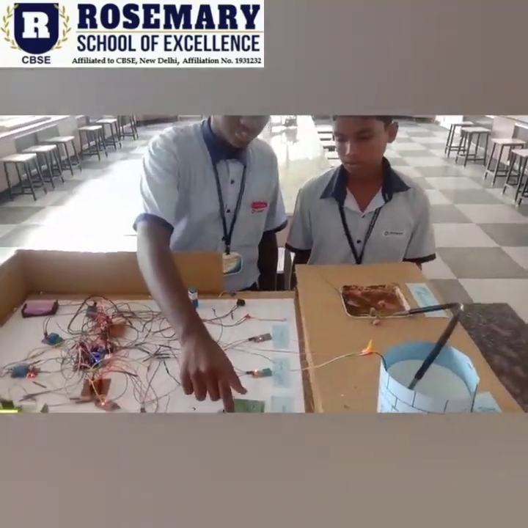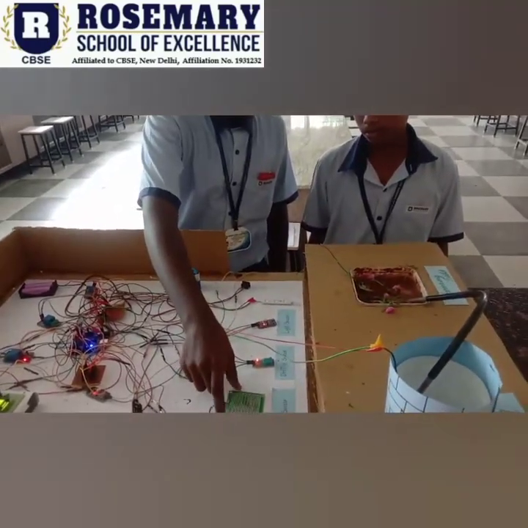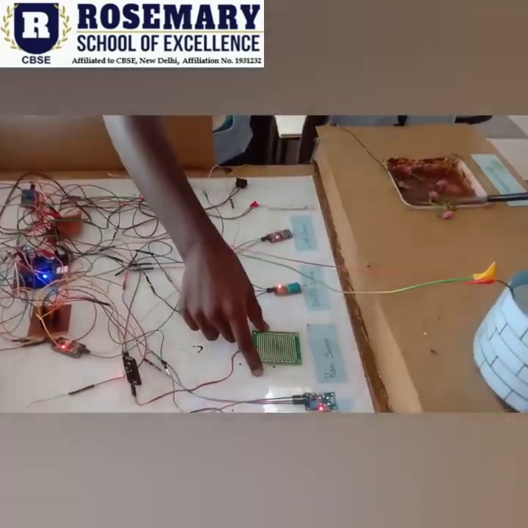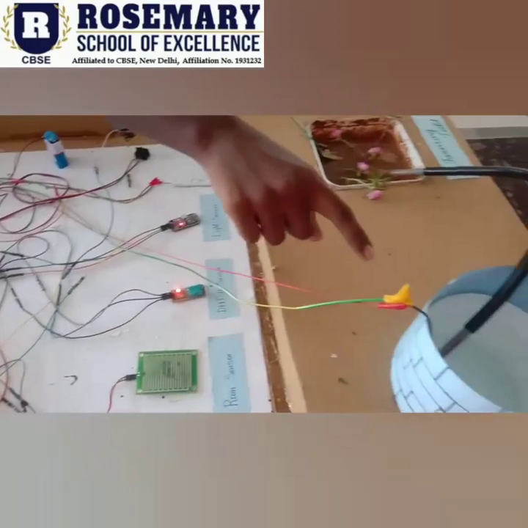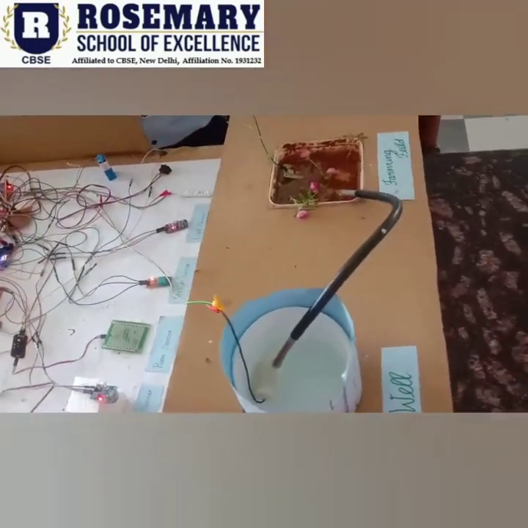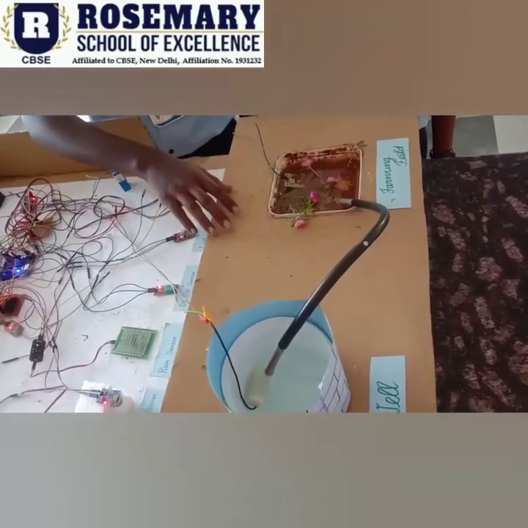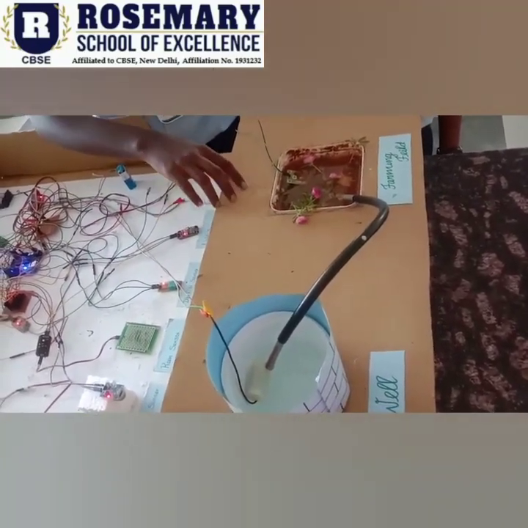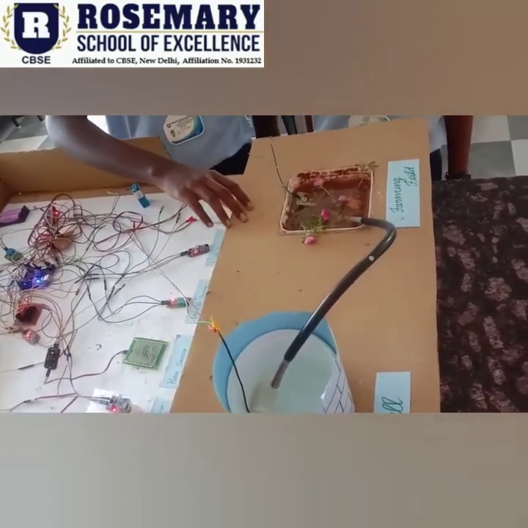Next is the rain sensor. If the sensor detects that rain is coming, then the water pump, which has to pump water to dry soil, will not pump even if it's dry soil, because it's meaningless to pump and use water while it's raining.